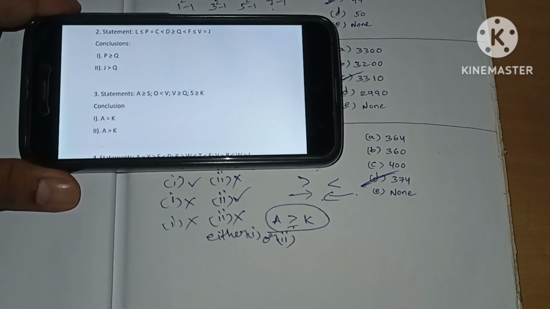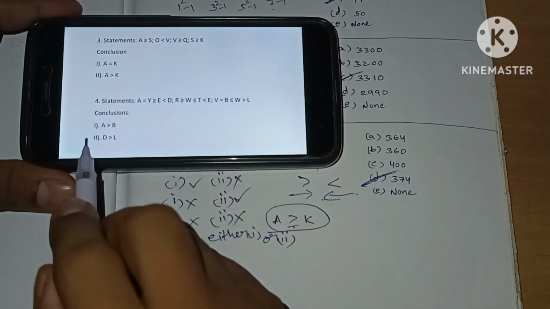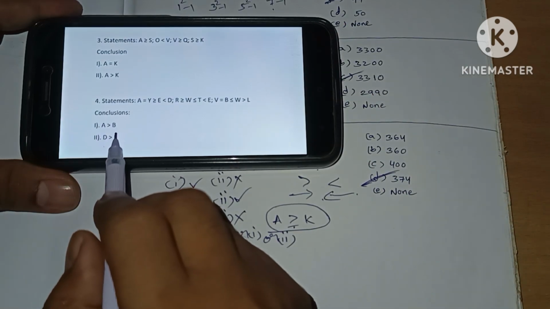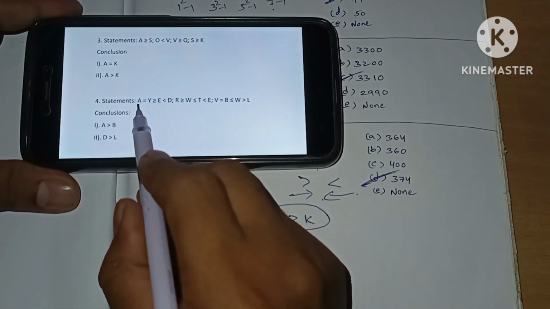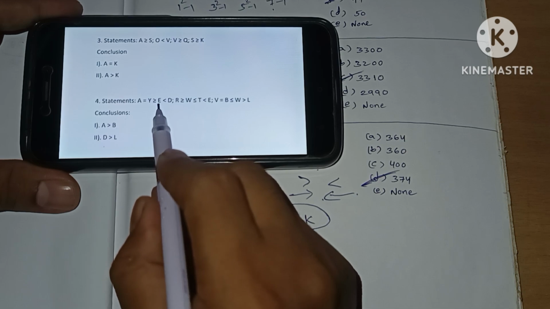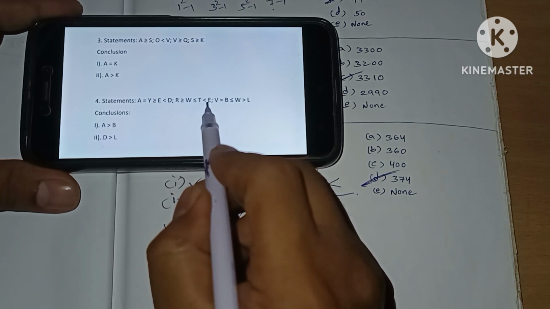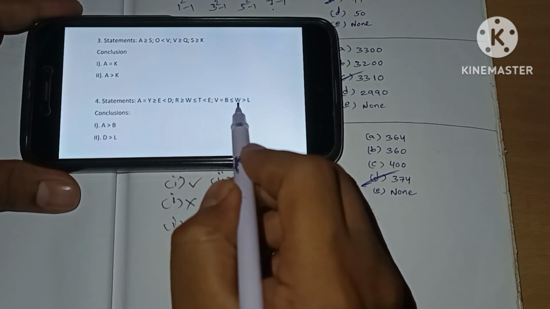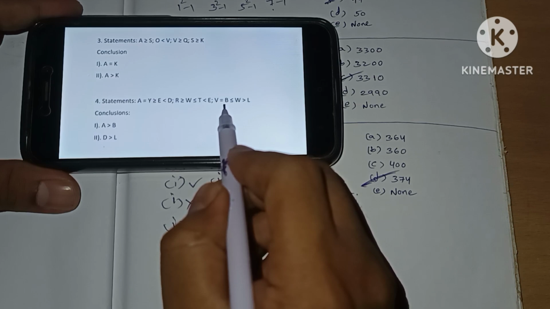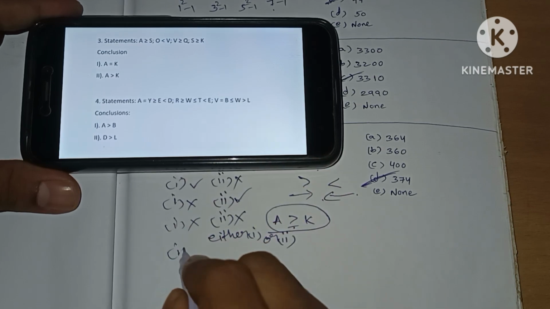So let's see question number 4. The flow from A to B. From A we can reach Y or E. From E we can reach W. From W we can reach B. So the first conclusion will be true.